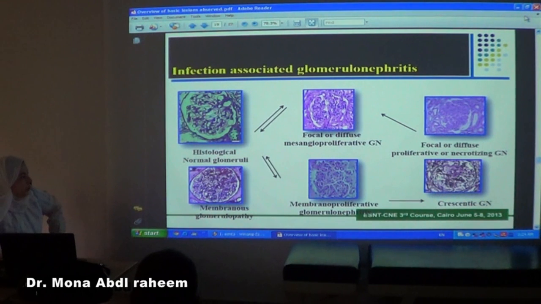If we find a patient with evidence of infection, what is the glomerulonephritis type that can be encountered or complicated or caused by infection? We can find also no abnormality. The common example that all of us know is post-infectious glomerulonephritis. And a very common example that is usually found in the biopsy associated with HCV is membranoproliferative glomerulonephritis and membranous glomerulopathy. We can also find crescentic glomerulonephritis.